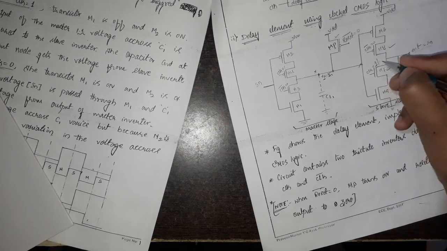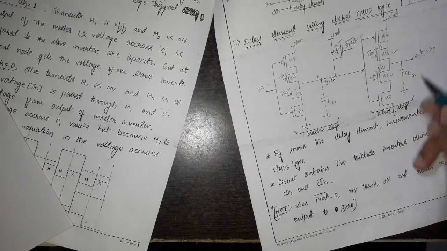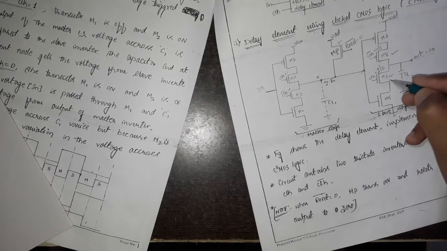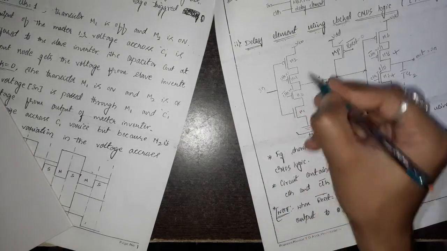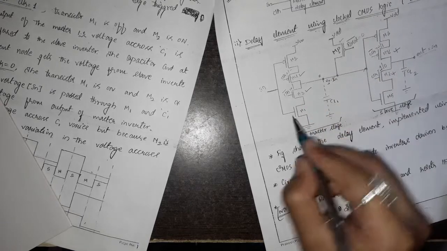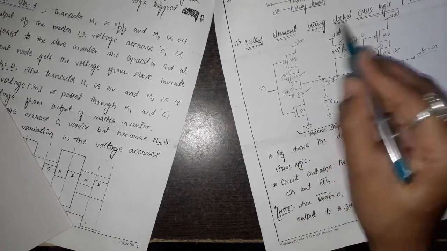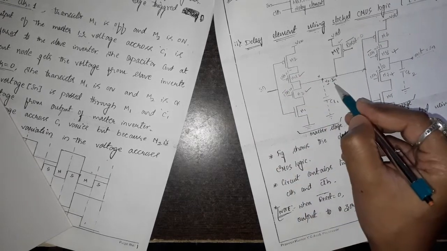On the other hand, when the clock is made 0, clock will be 0, clock bar will be 1. Now these two MOSFETs will be in off state, wherein when clock is made 0, M4 and M3 will be in on state, so that Vx will obtain the voltage from input. Now Vx will always represent input complement.